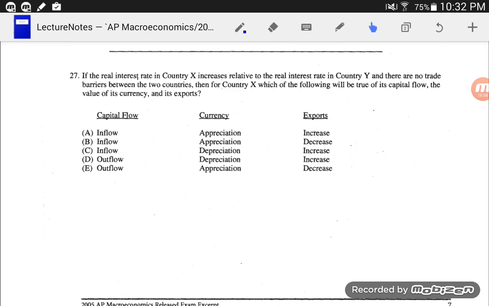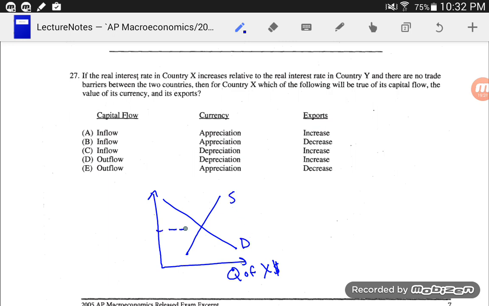Alright, well, let's think about this for a second. For country X, which of the following is true? I'll start with the currency one, because that's the one I want to start with. So here's the quantity of, we'll call it X dollars, and we have a demand and a supply for them, and then we have its initial exchange rate.